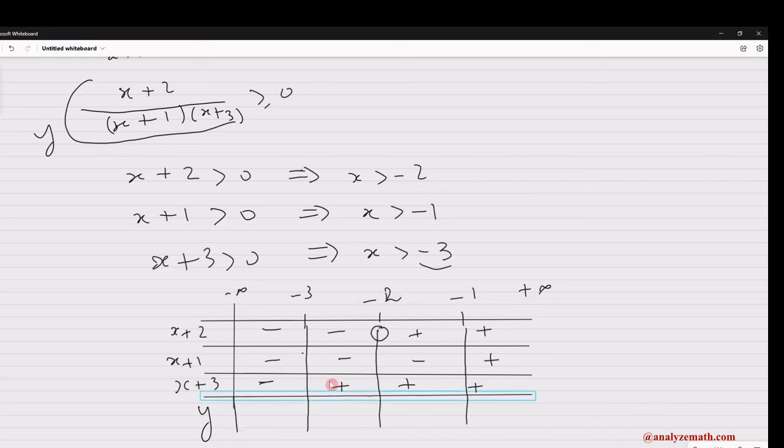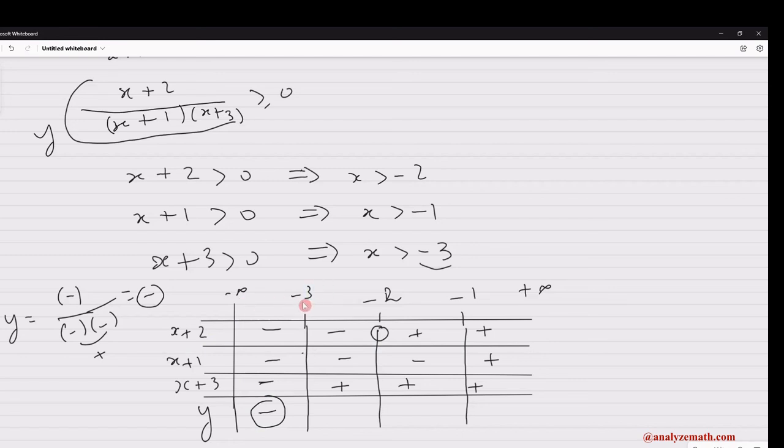And then start. Now we go interval by interval from minus infinity to minus 3. What do we have? We have y equal to x plus 2 over the other factors. X plus 2 is negative, so negative in the numerator. X plus 1 and x plus 3 are in the denominator, negative and negative. Now the numerator is negative, the denominator is positive, and all this will give you minus. So my y is negative on the interval minus infinity to minus 3.